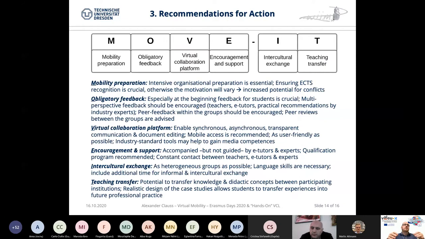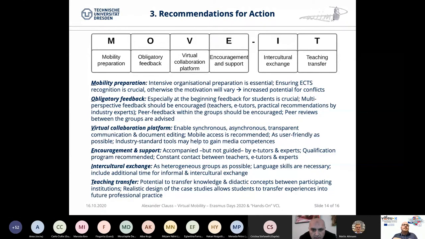At the end, I want to give some really short recommendations for actions if you plan to include virtual mobility and virtual exchange in your everyday teaching. We've created the acronym of MOVE IT. So number one is to have a mobility preparation.